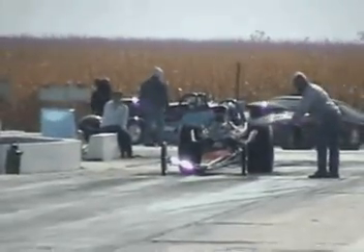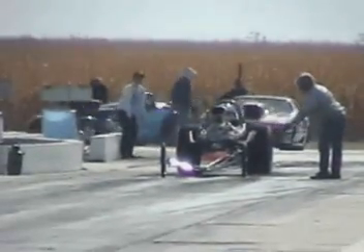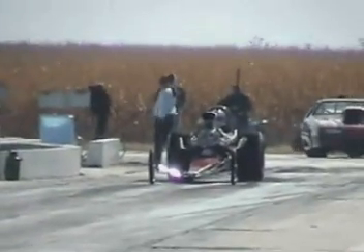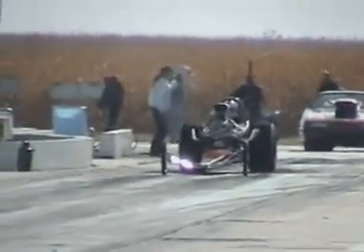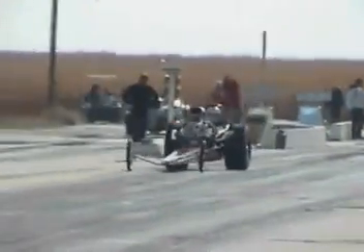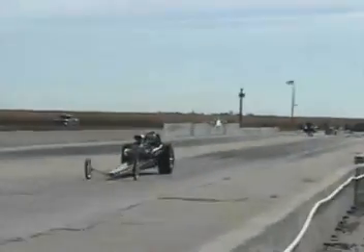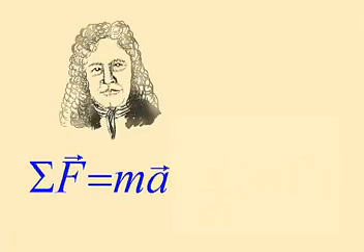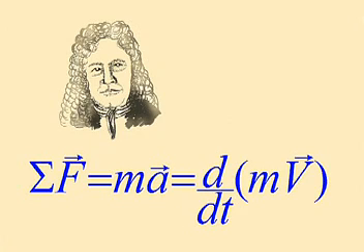Newton's second law states that the acceleration of a body is proportional to the net force acting upon it and is inversely proportional to its mass. Drag racers need rapid acceleration off the starting line in order to win a race. In more familiar terms, the net force equals mass times acceleration, F equals ma. Or more properly, the net force equals the time rate of change of the linear momentum of an object.